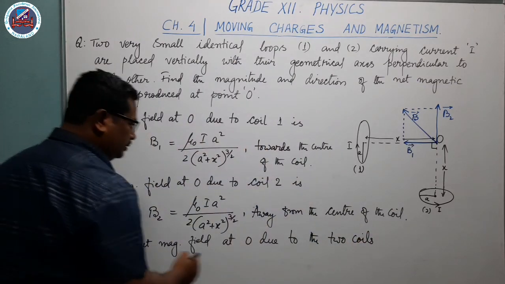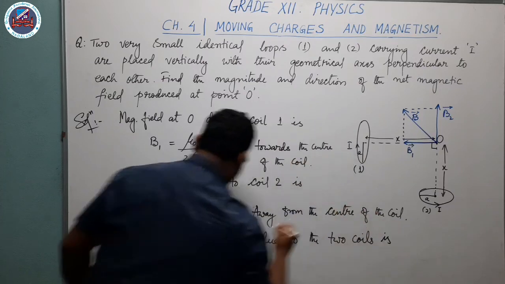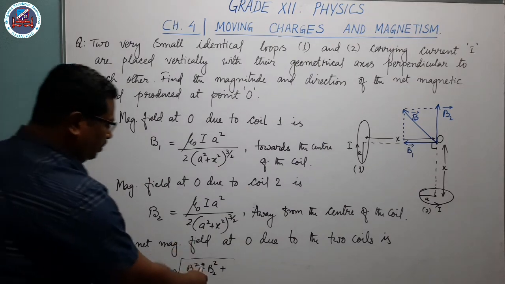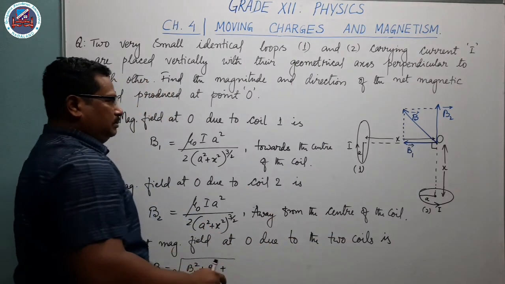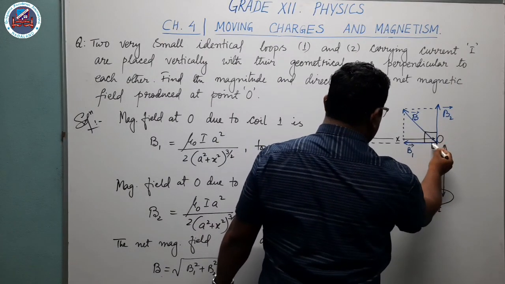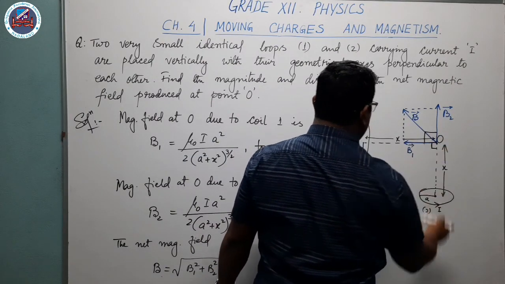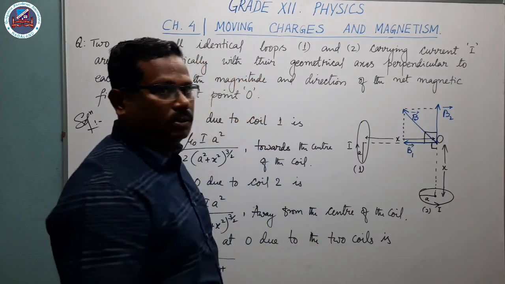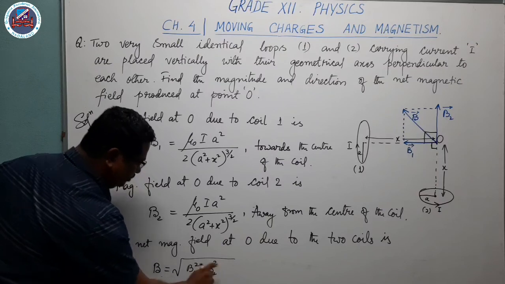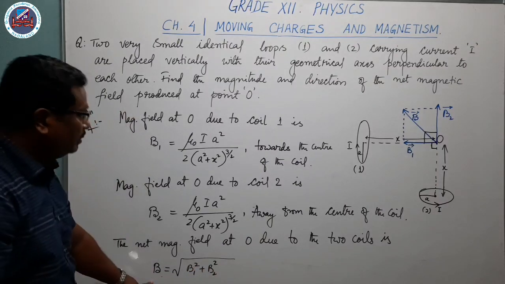will be B is equal to square root of B1 square plus B2 square plus 2 times B1 B2 cos theta. But here theta, the angle between the two vectors, is 90 degrees. So cos 90 degrees is equal to 0. So we don't write the third term. So this will give you the net magnetic field.